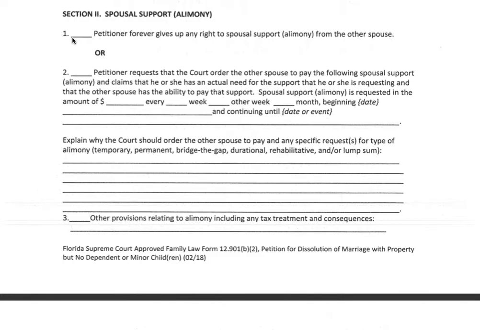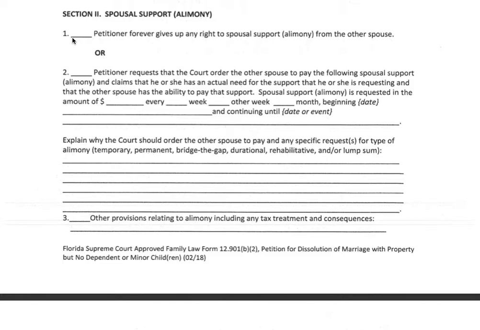So if you give it up now and the court enters an order, says you gave up your alimony, you can't come back a year from now, 2 years from now and say, you know what, I changed my mind. He has all this money. He could afford it, so I'm going to ask for it. So you have to be aware that if you give it up now, you're forever waiving that right. Or you could say number 2, I am requesting the court to grant me alimony.